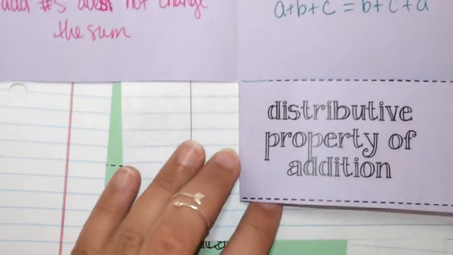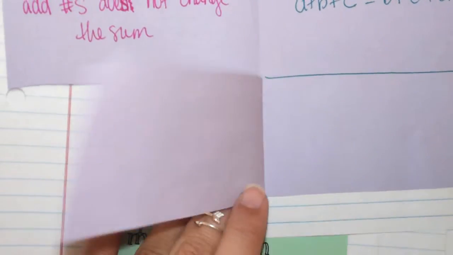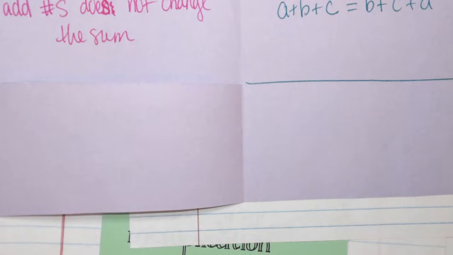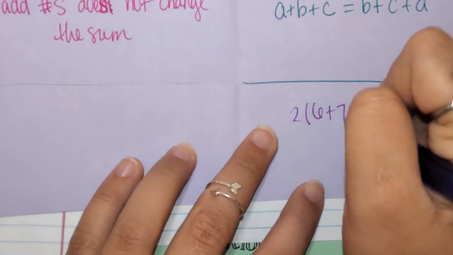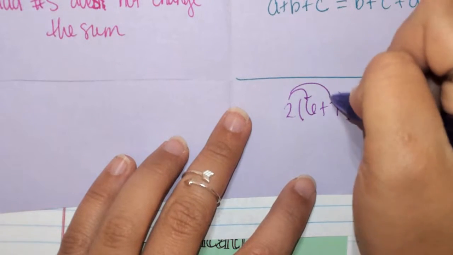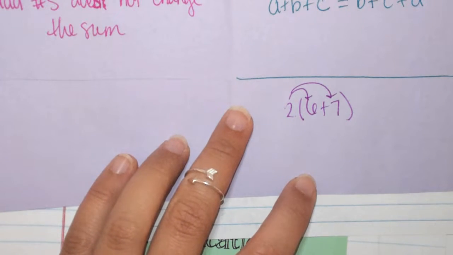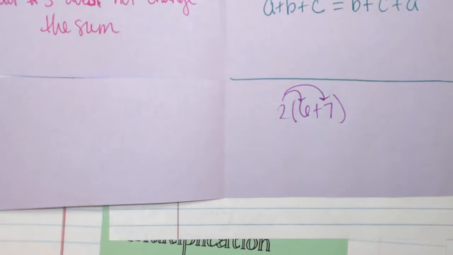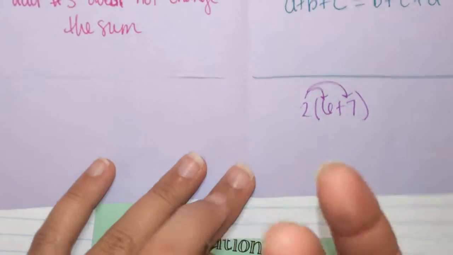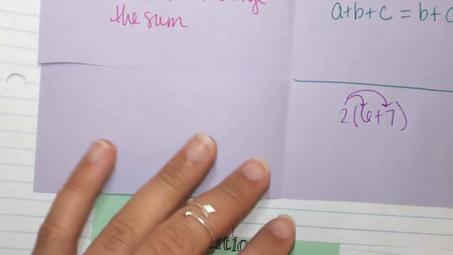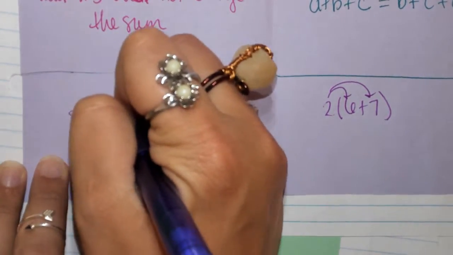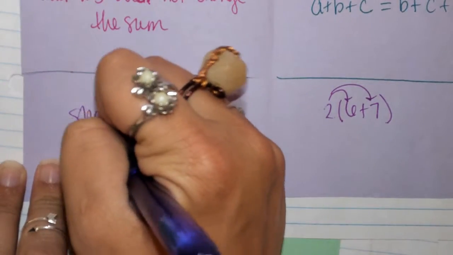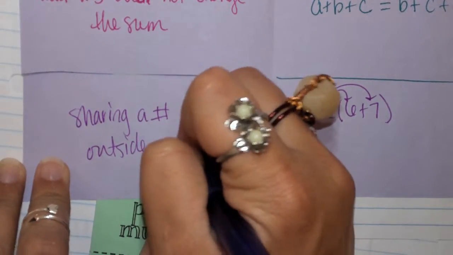All right, the distributive property of addition. Do we know how to distribute, y'all? You don't remember it? That's okay. So the distributive property is when you have a number outside the parentheses, and you share it inside the parentheses. So if I had 2 times 6 plus 7, I could multiply this 2 times the 6 and the 7 and get the same thing as if I add them together and then multiply. But I think that's silly because that's counterintuitive to the order of operations. So just know you can do that. And it says sharing a number outside parentheses.